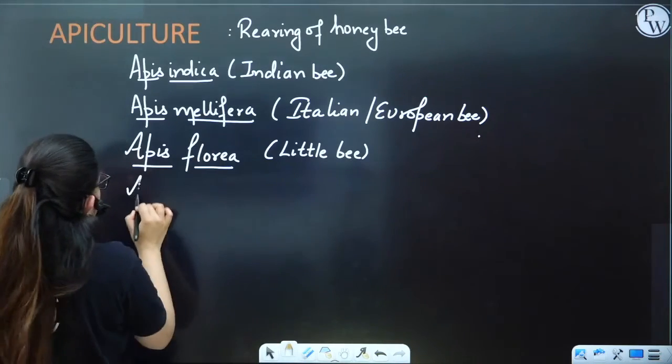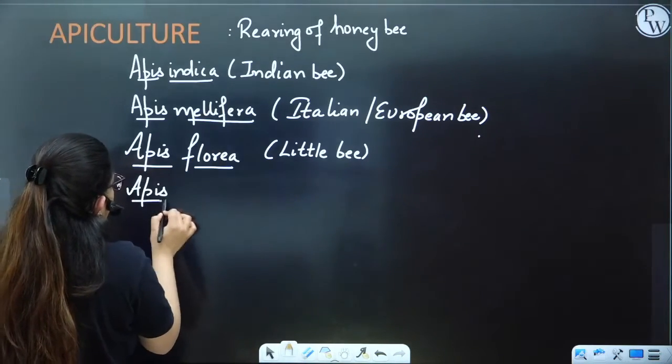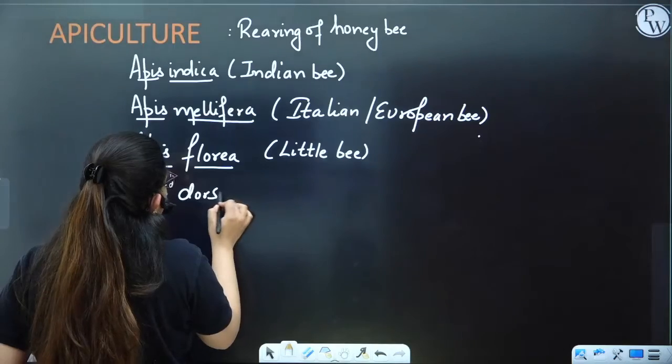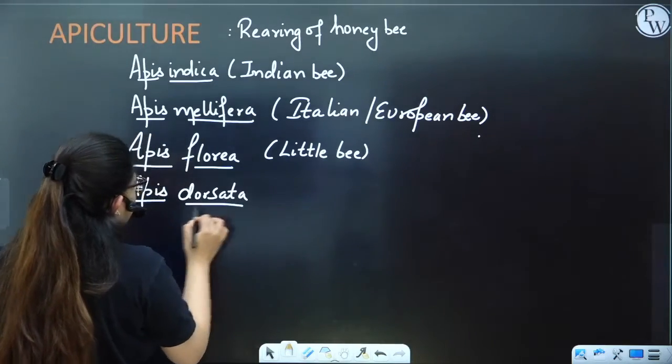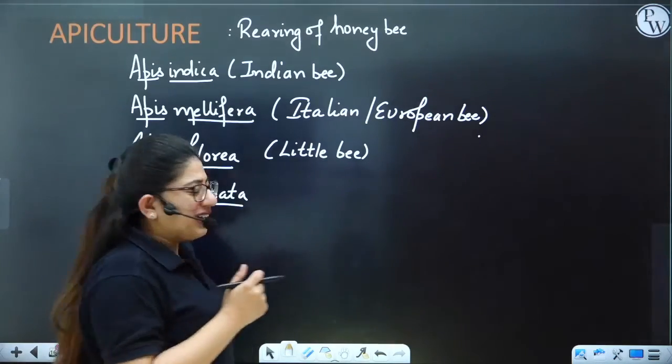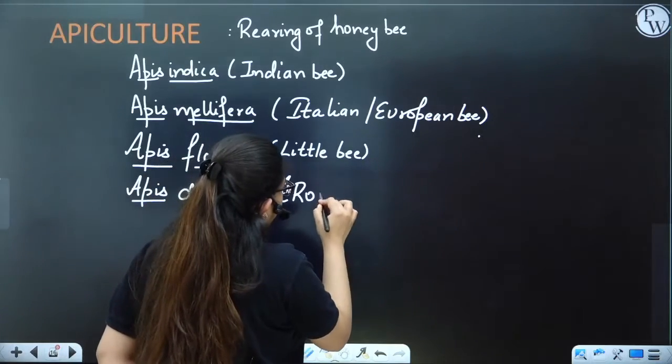And then we have Apis dorsata, the most furious one. It is the one which has a lot of anger in it, and that's the rock bee.